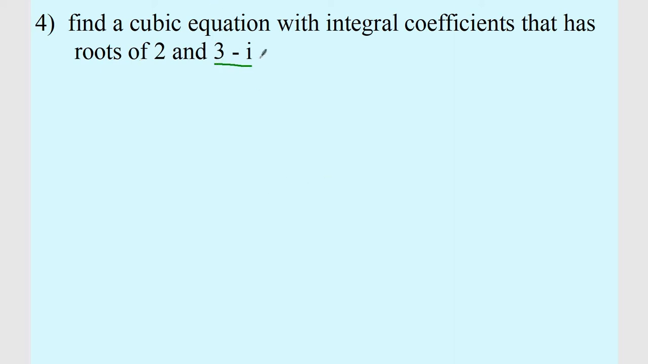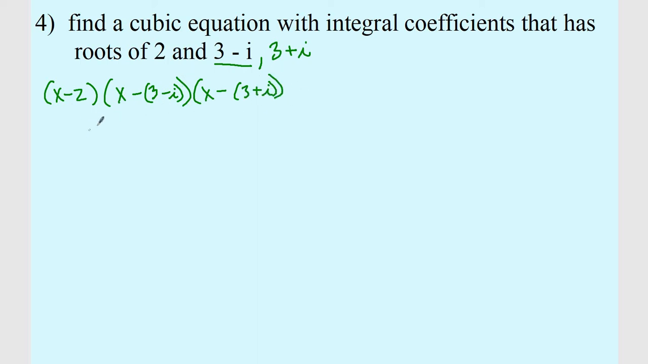Well, if I've got 3 plus i, then I'm going to have 3 minus i. So 3 minus i is also going to have 3 plus i. All right, so how do we write our function? Well, we did this before, so I could write it as x minus 2, and I could do x minus 3 minus i, x minus 3 plus i, okay, and then FOIL it out.